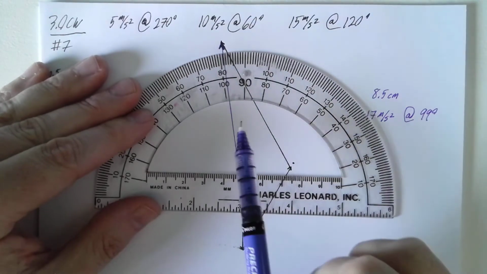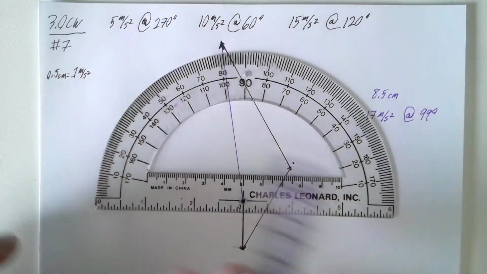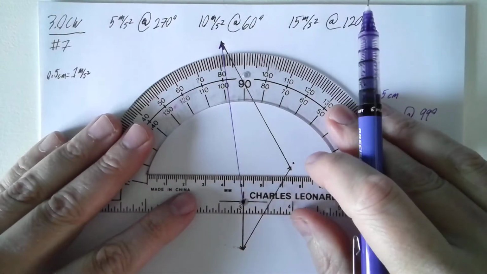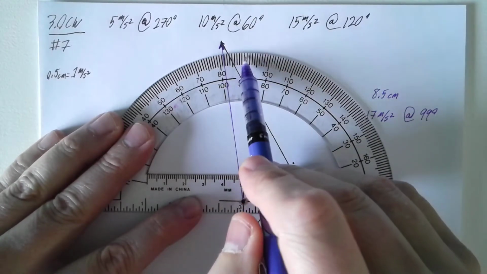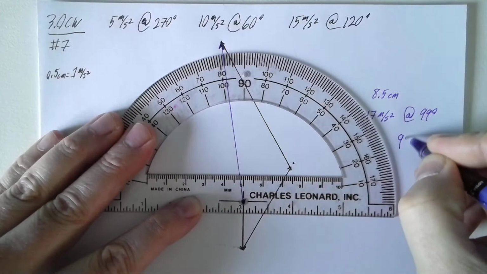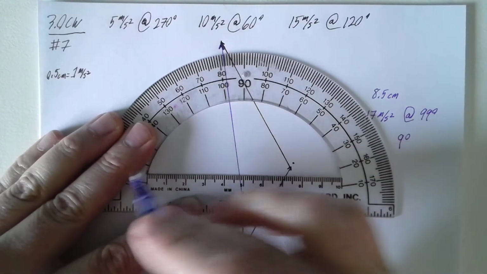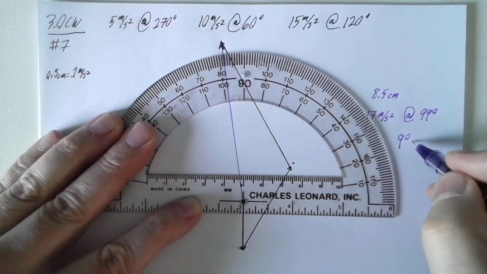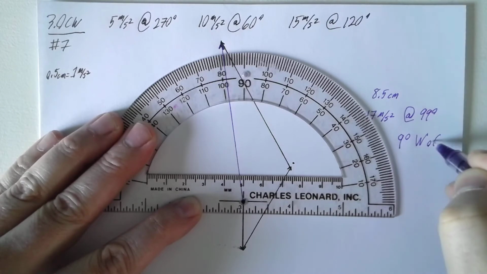If we were to measure this from our north, south, east, west, our 90 degrees would be our northern axis. And so we're 9 degrees west of north, because we're to the left.